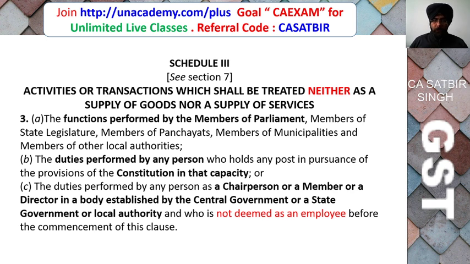The duties performed by any person who holds any post in pursuance of the provisions of the Constitution in that capacity. Duty performed by any person as a chairperson or a member or a director in a body established by the central government or a state government or local authority, who is not deemed as an employee before the commencement of this clause.